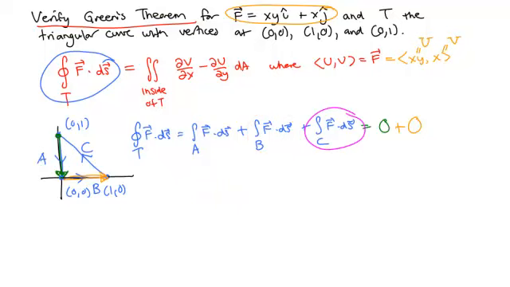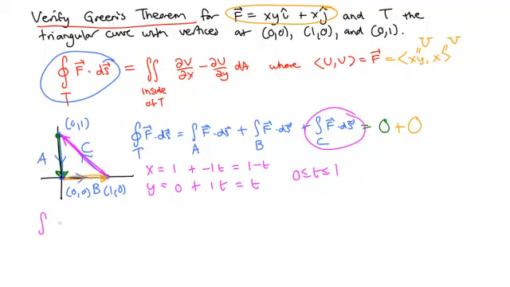Finally, let's focus on that hypotenuse. So that's the straight line curve that goes from the point 1, 0 to the point 0, 1. So if we parameterize this chunk, we're going to take the starting point 1, 0, plus the vector that connects 1, 0 to 0, 1, which is minus 1, 1, times the time parameter. So our x equation will be 1 minus t, our y equation will be t, and this will be valid as long as t stays between 0 and 1.